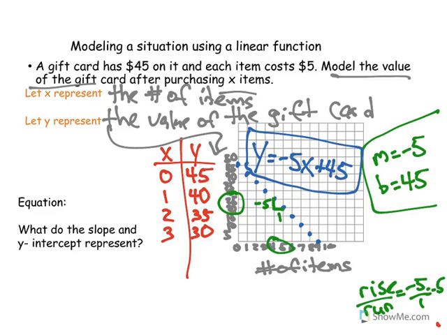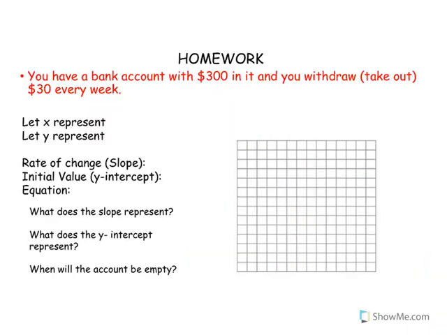What does the y-intercept represent? That's the value of the gift card at the beginning. What does the slope represent? Well, it's -5, right? Meaning the value of the card is going to decrease by $5 every time we buy an item. All right, so let's even talk about the homework, right? And if you don't want to see this, if you want to try it on your own, pause the video, try it on your own, and then check it out.